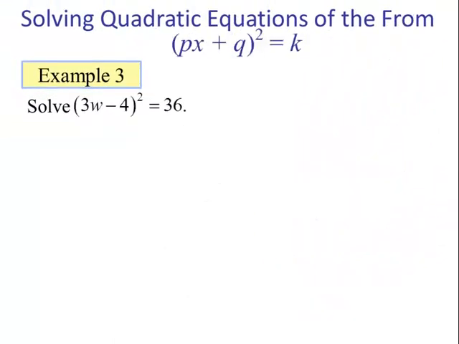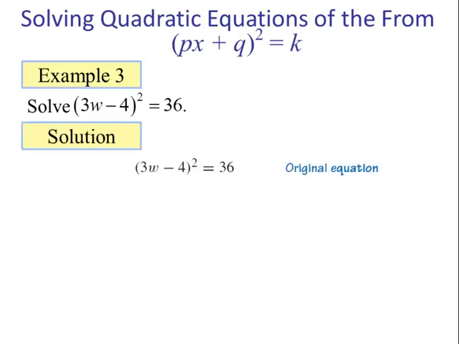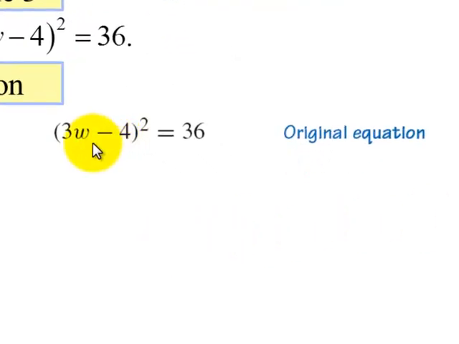Solving quadratic equations in the form (px + q)² = k. Example 3. Solve (3w - 4)² = 36. Solution. We need to get rid of the 3, the 4, and the square. In this case, we need to get rid of the square first.